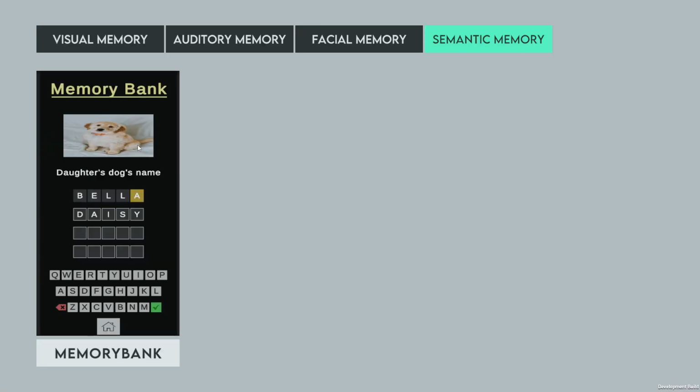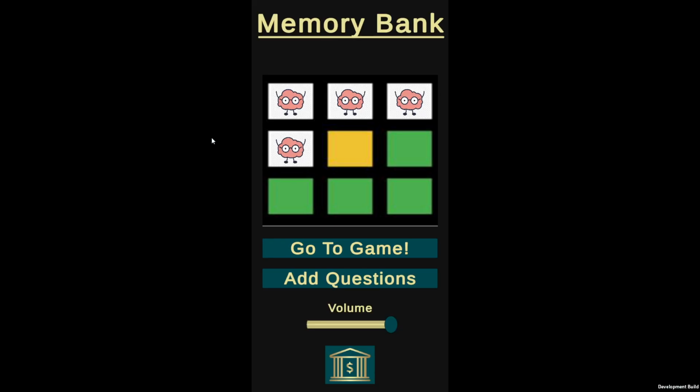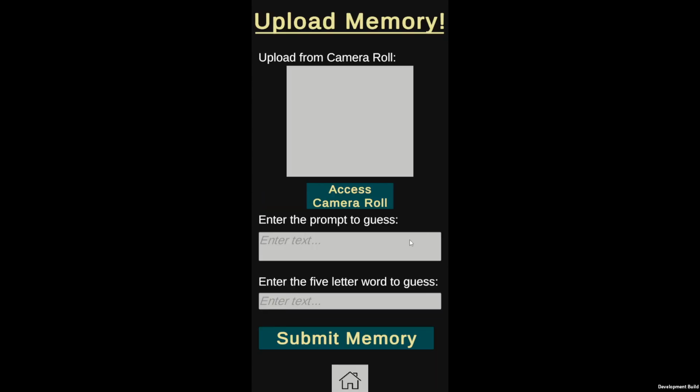Okay, and then we'll do the memory bank game. Yeah, so this is mine. So you can adjust the volume right at the start. And then there's two options where you can go from here. You can add questions, and then you can also just go to game.